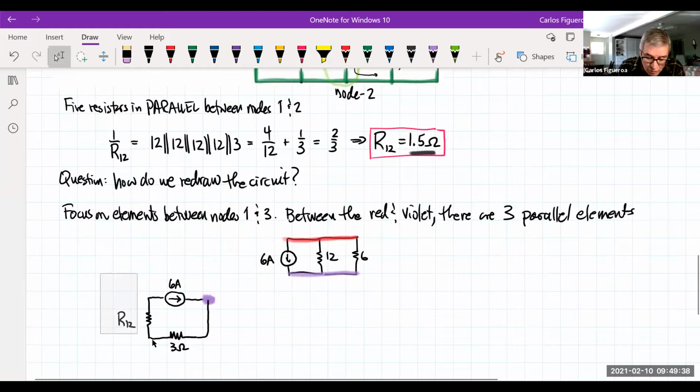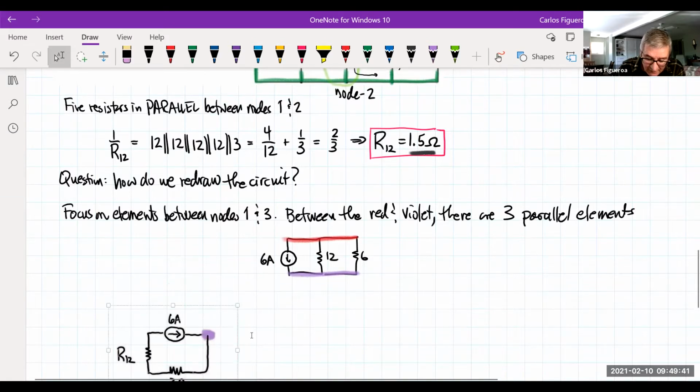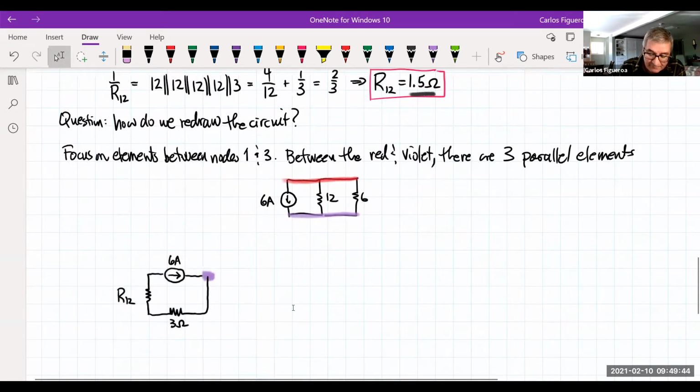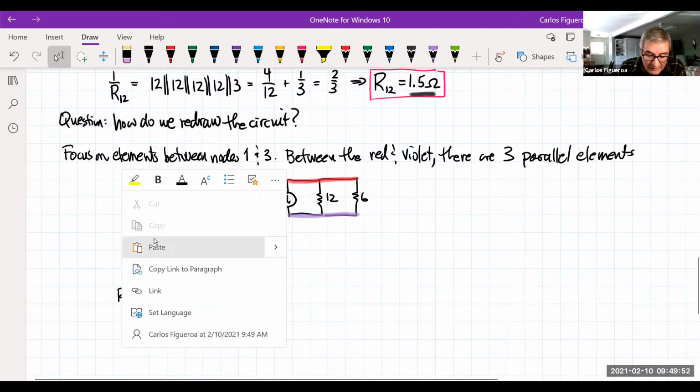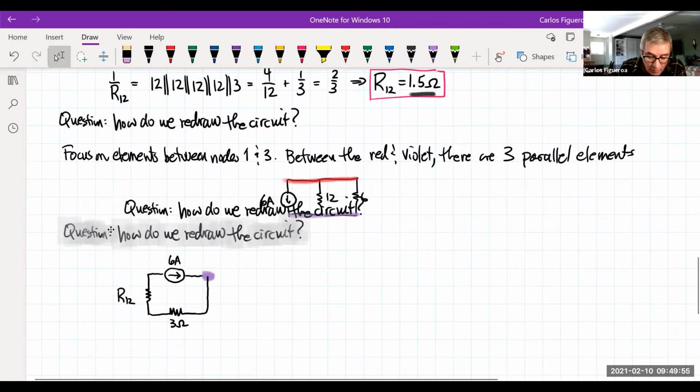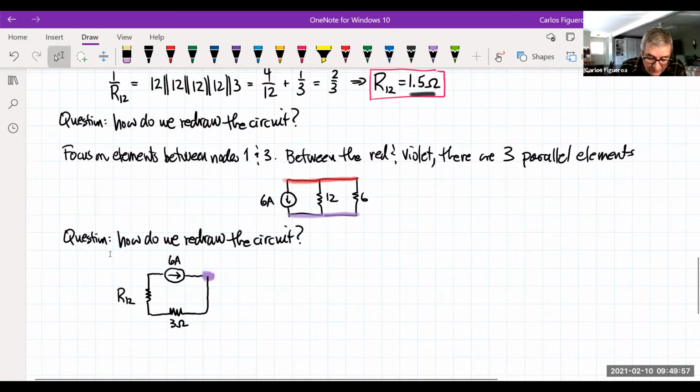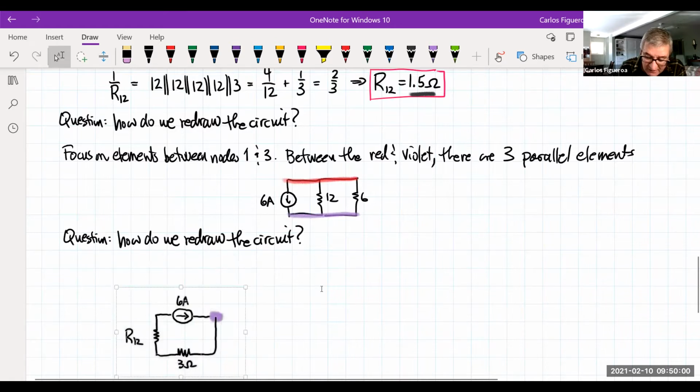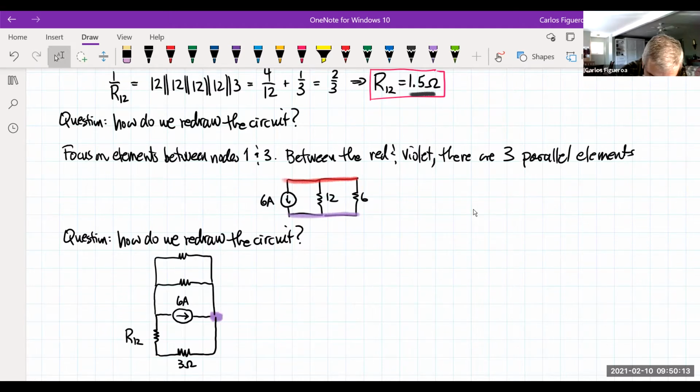So when I go to draw the rest of this, there's a couple of ways we can draw this. If I ask the question again, how do I redraw this? Now if I add that next element right here, how do I redraw this thing? You can see that the 6 amp source and the 12 and 6 are in parallel. So I could come up here and draw this like this, so that this is my 12 and this is my 6.